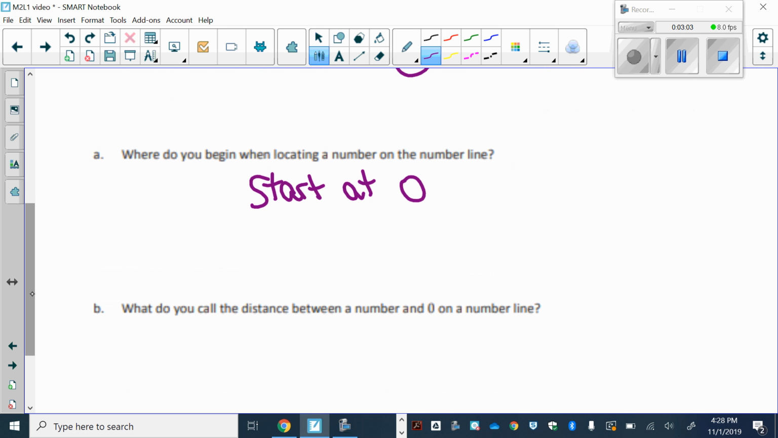And what do you call the distance between a number and 0 on a number line? We talked about it a moment ago. It's one of our vocabulary words. The distance between a number and 0 on the number line is absolute value.